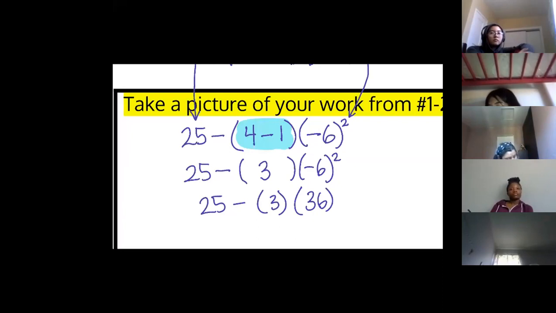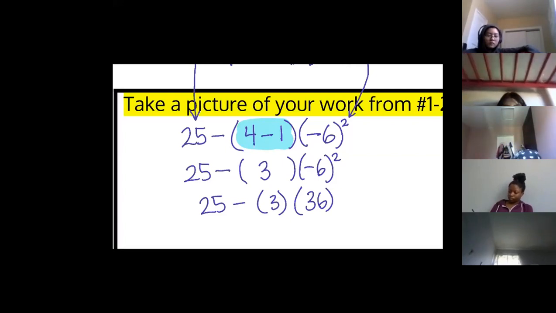All right. So I have 25 minus 3 times 36. Which of those do I need to do first? The parentheses. And what does it mean when 2 parentheses are next to each other? You multiply. Absolutely. Does someone have a calculator on them? Can you do 3 times 36 for us? 108. Yeah, 108.